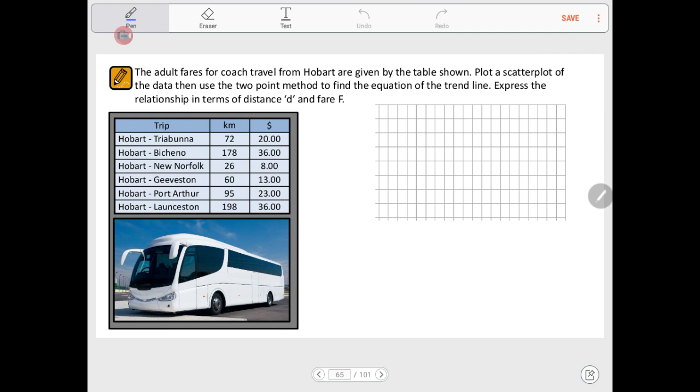And we need to ask ourselves the question, okay, does the distance depend on the fare, or does the fare depend on the distance? So if we think carefully about that, the answer is that the fare depends on the distance. So fare must be the dependent variable, and the distance must be the independent variable.